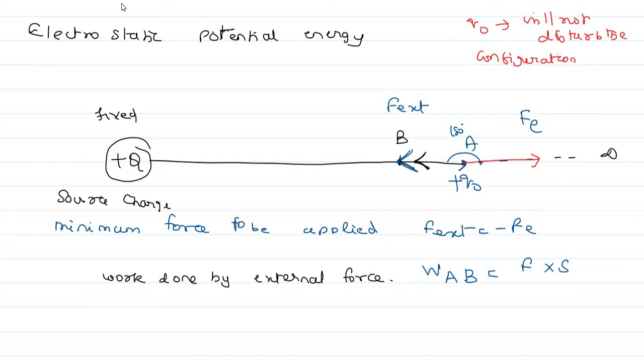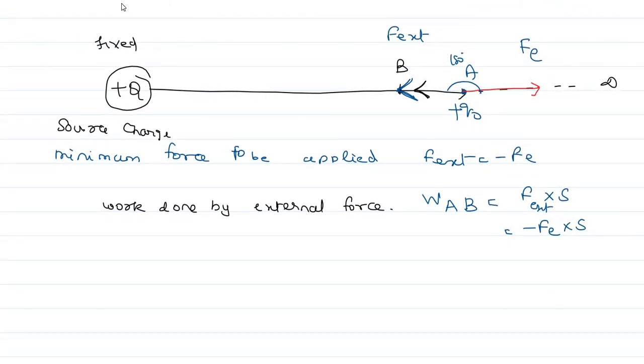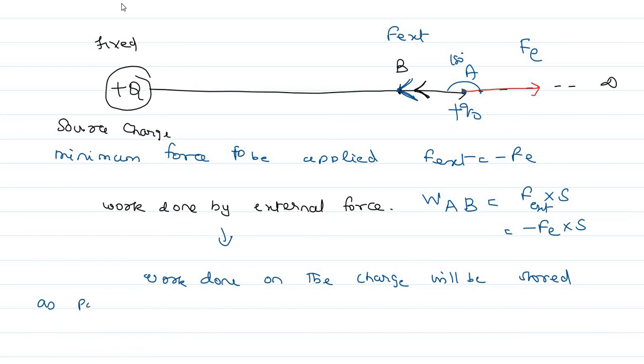How much are you moving it? This external force is nothing but the electrostatic force times the total displacement. This is the work done by the external force, and this external force is applied on the charge. So the work done on the charge will be stored as electrostatic potential energy. Is it clear?